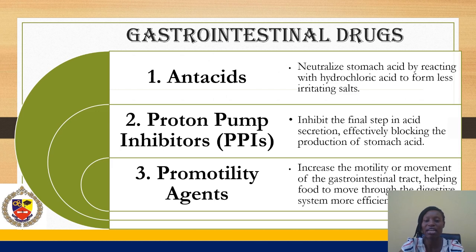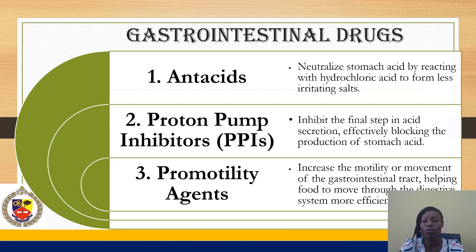The first one are gastrointestinal drugs. They are drugs that are used to treat infections and diseases that affect the gastric region, the intestinal region. That's your stomach, the colon, and all that. The first group we have here are the antacids that are used to neutralize stomach acid by reacting with the hydrochloric acid to form less irritating salts.